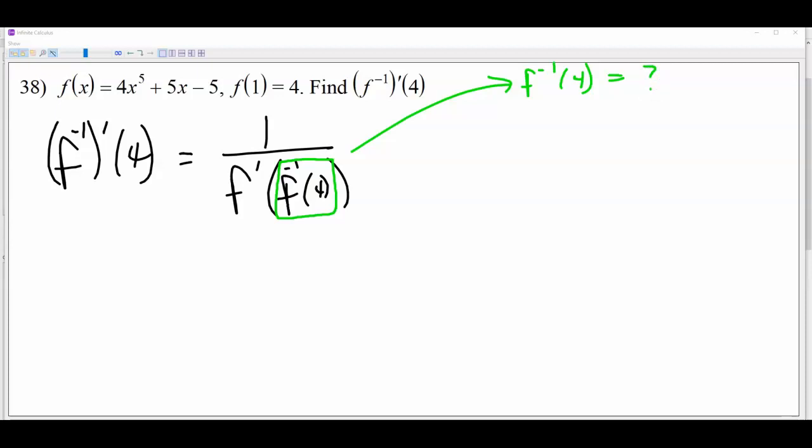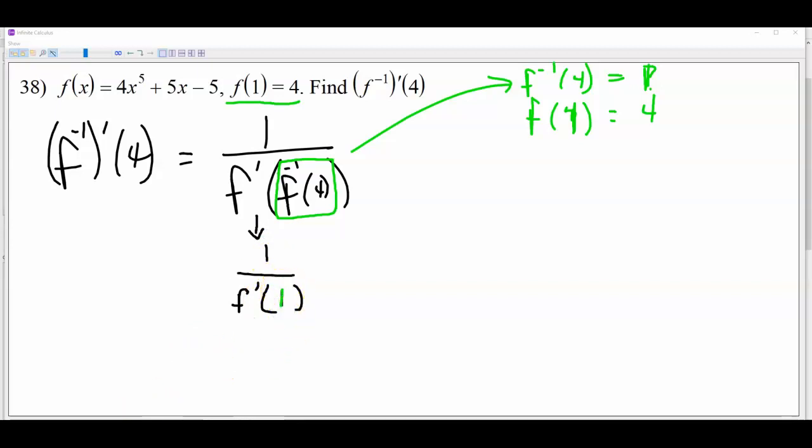But inverses work like this. If f inverse of 4 equals blank, that means that f of blank equals 4. Now, that's the benefit of this little piece right here. The blank is 1. So if it's 1 right here, then it must be 1 right here also. And therefore, f inverse of 4 must be 1. Now that we've got that, we're ready to move on with the rest of it.